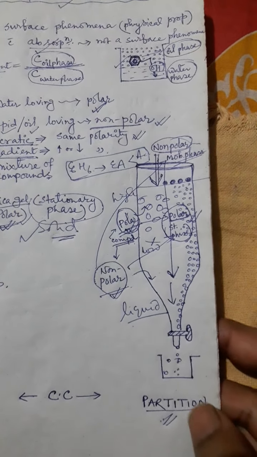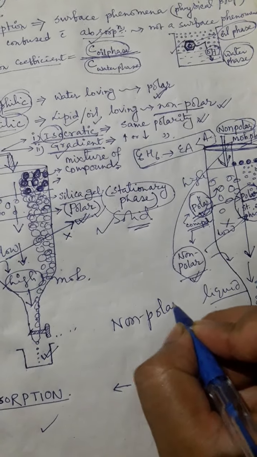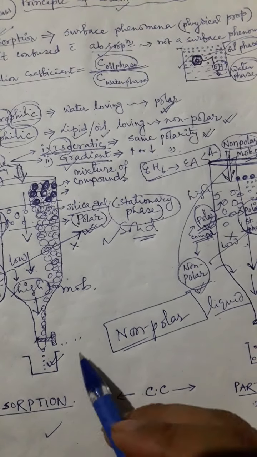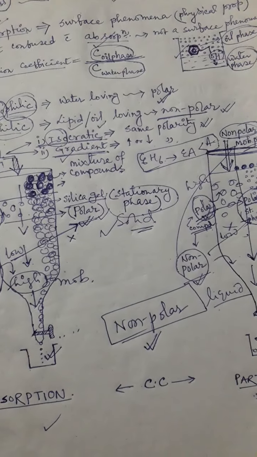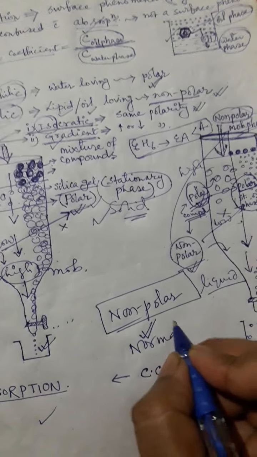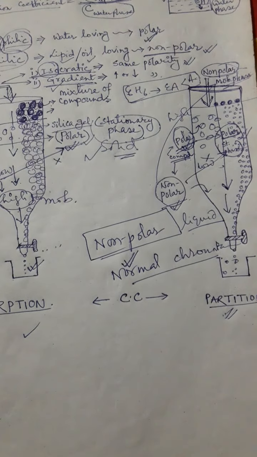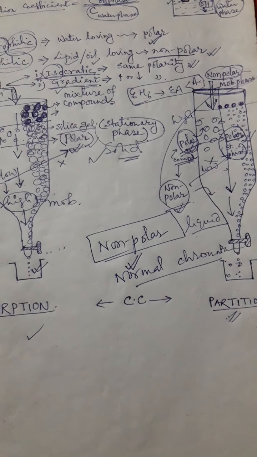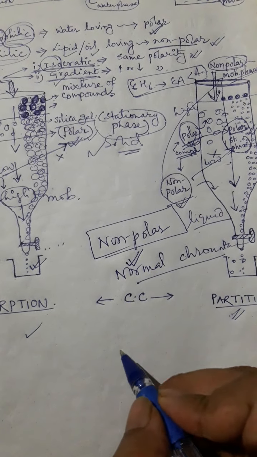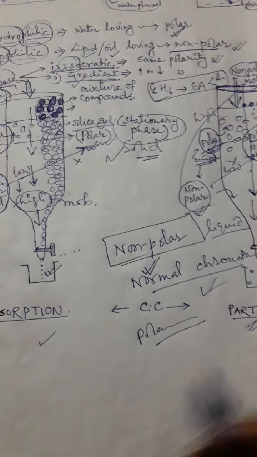So depending on your choice, whether you want to separate the non-polar compound or the polar compound, accordingly you have to choose the chromatography. In both the cases I have mentioned that the non-polar compound will separate fast, so this is called normal phase chromatography. If you want to separate the polar compound fast, then reverse phase chromatography can be used.